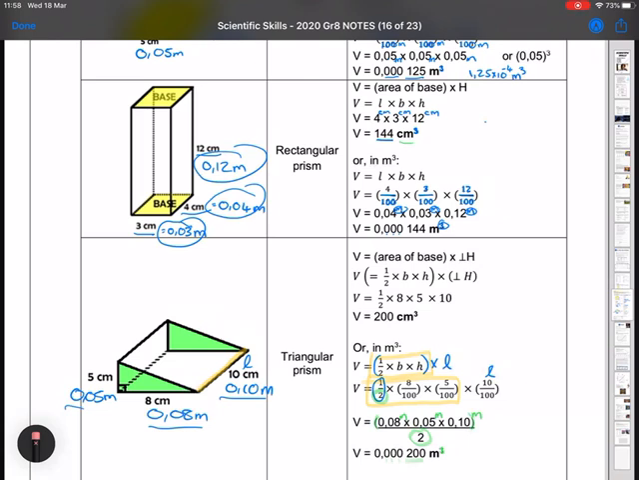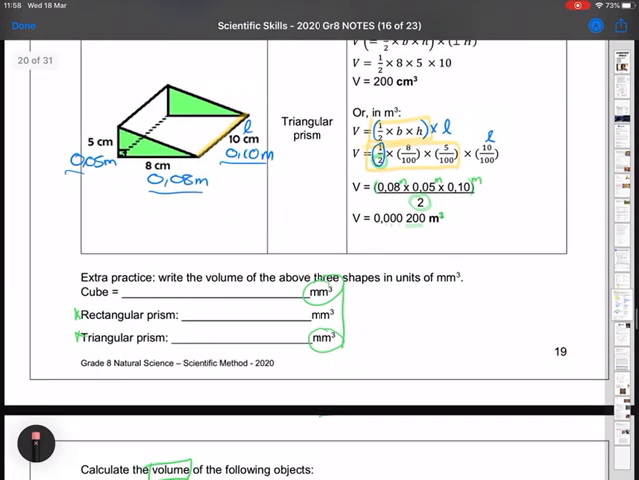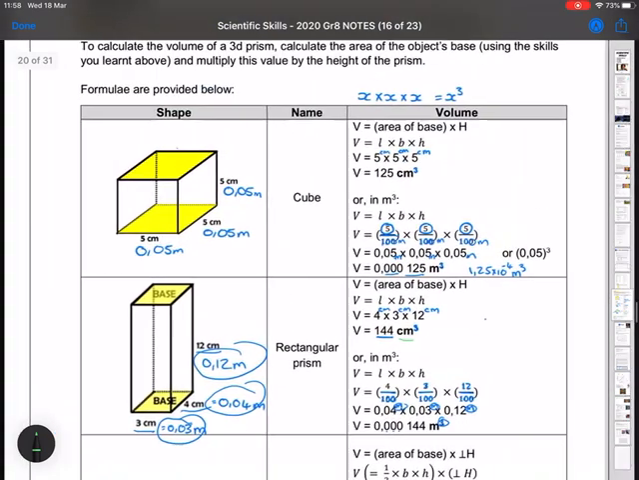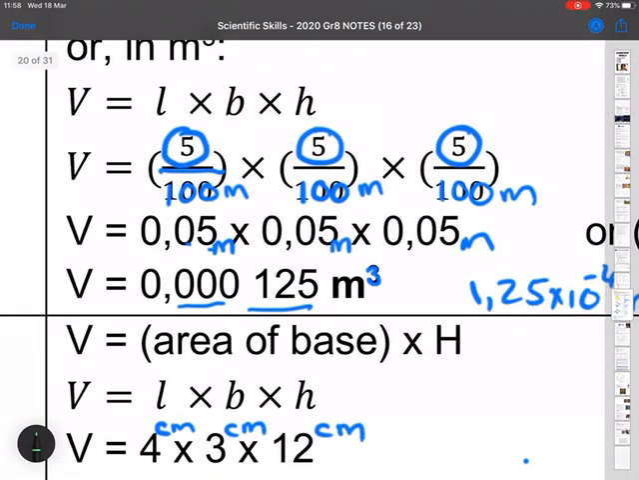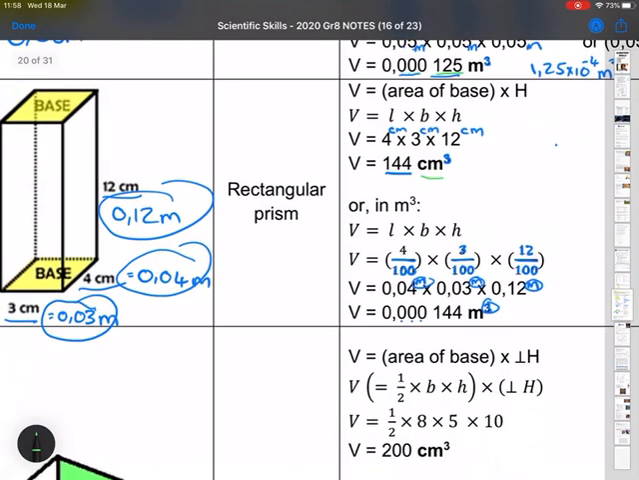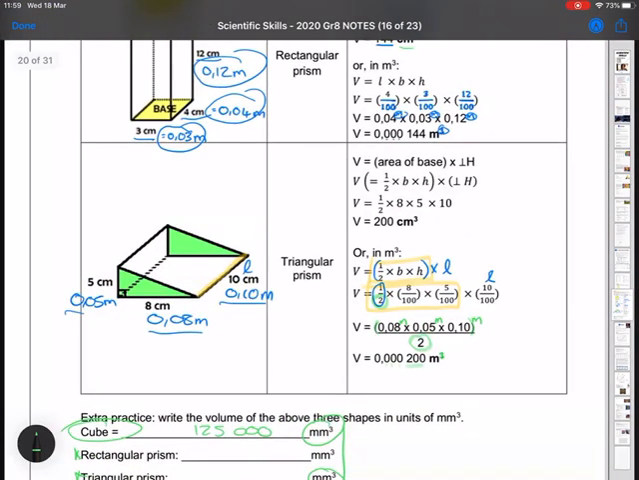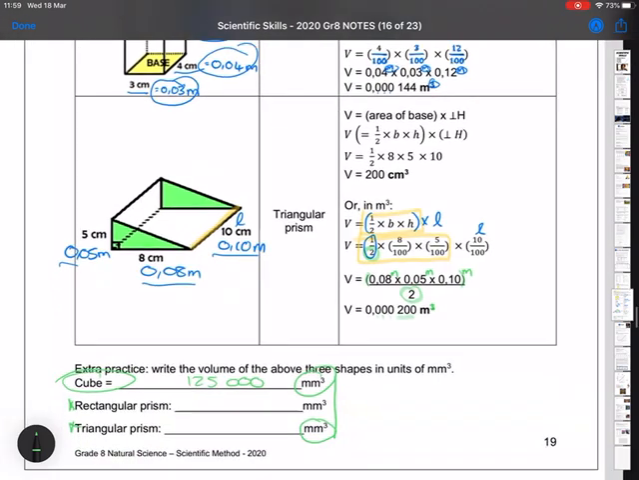In the last video, I went through converting area and volume between meters, centimeters, and millimeters. I did the cube with you, and we found out that the cube was 125,000 cubic millimeters. So this cube here that had a volume of 0.000125 meters cubed, it's exactly the same as 125,000 millimeters cubed.